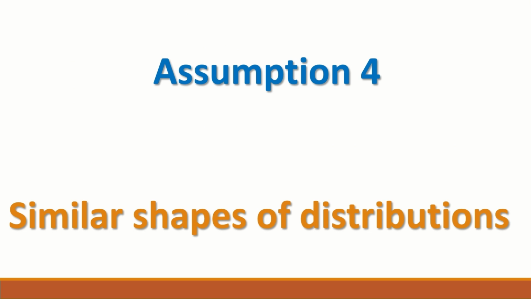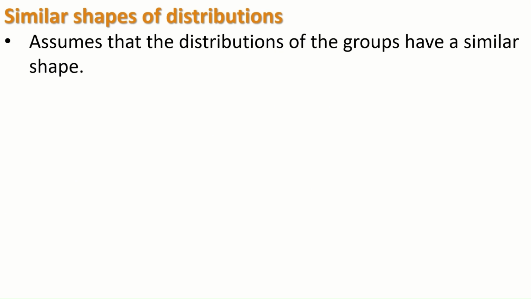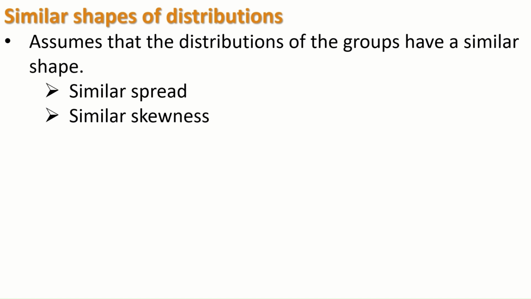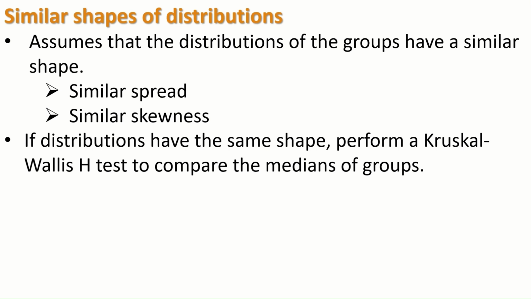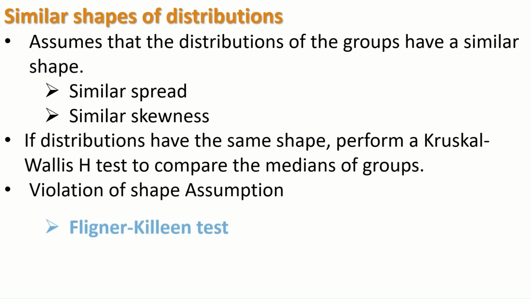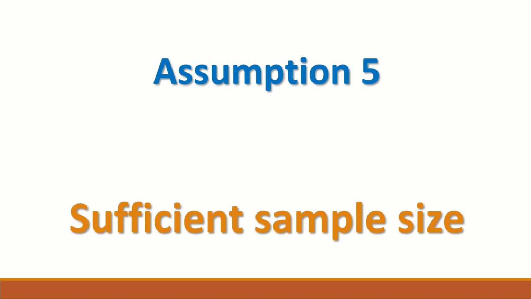The fourth assumption is that there should be similar shapes of distributions. The test assumes that the distributions of the groups have a similar shape, similar spread, similar skewness, as the data are not normally distributed. So if the distributions have the same shape, perform the Kruskal-Wallis test to compare the medians of groups. If the shape assumption is violated, then use an alternative test, which is the Fligner-Killeen test, and use a post-hoc test.